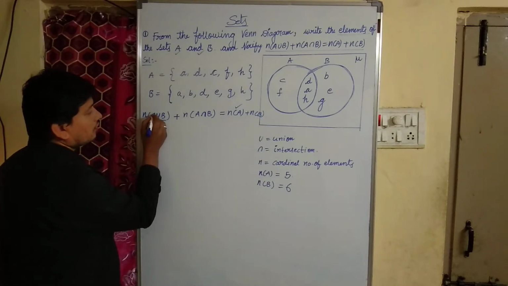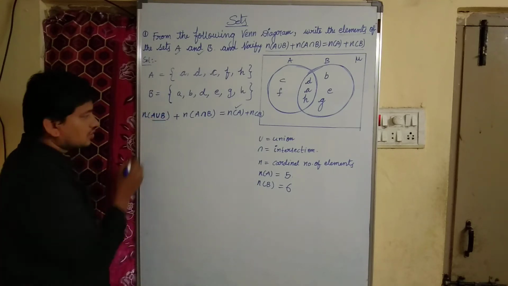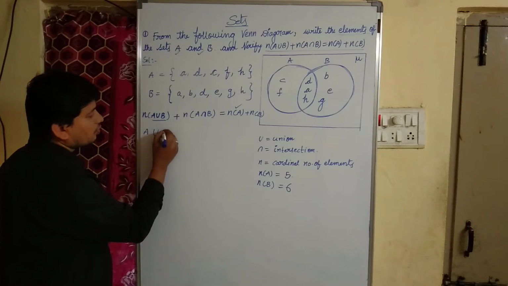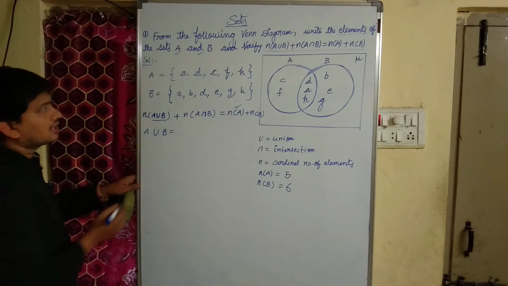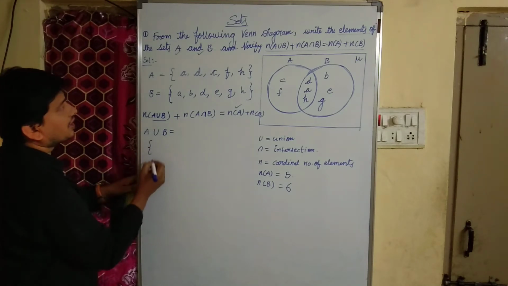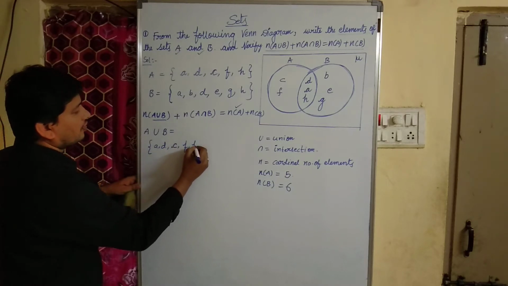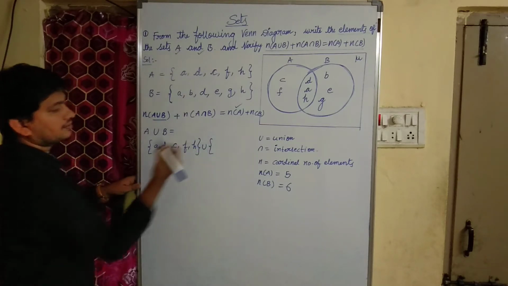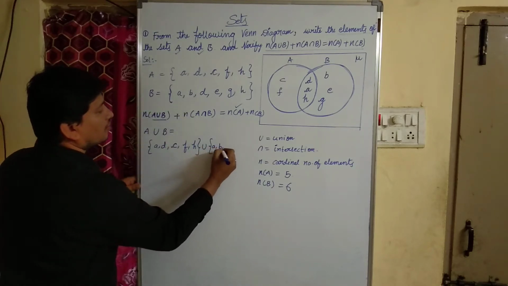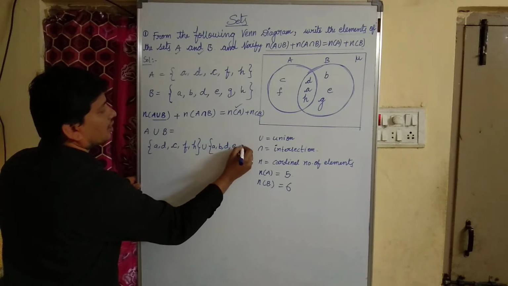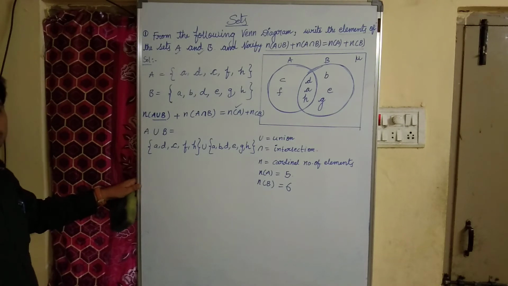Now we need to find A union B. This is the symbol for union. How to find A union B? A union B is nothing but, what are the elements in set A? a, d, c, f, h, union. What are the elements in set B? a, b, d, e, g, h. These are the elements in set B.